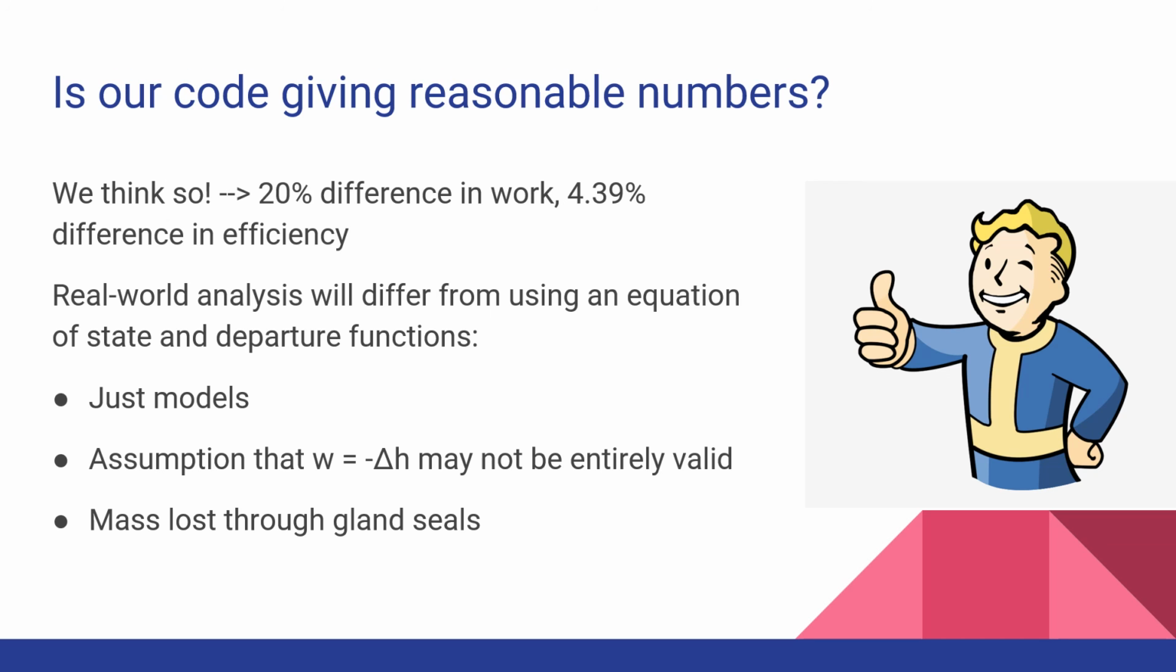This could be due to many reasons, but we narrowed it down to 3. Firstly, departure functions and equations of state are only models of real-life values, and they won't represent specific values completely accurately. Secondly, the assumption that W is equal to negative delta H may not be completely valid for the turbine, and frankly, it is beyond the scope of this course. Finally, our report states that the mass was lost through gland seals. This means that the turbine would produce less work, which could lead to the 20% difference in work.